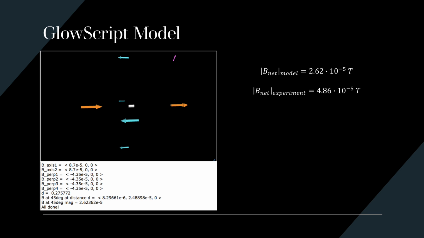From my model, I calculated that the 45-degree angle magnetic field should be equal to 2.62 times 10 to the negative 5th teslas, while my experiment showed that it was 4.86 times 10 to the negative 5th. These were of the same order of magnitude and fairly close.